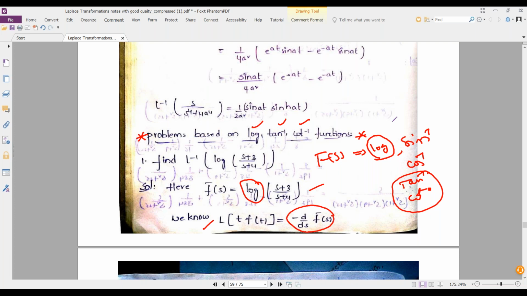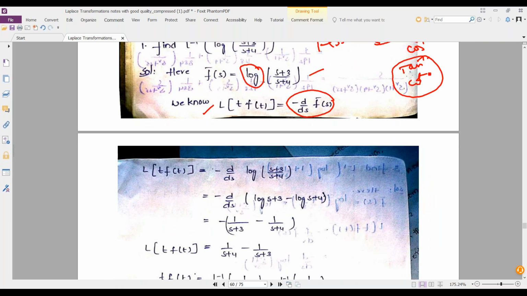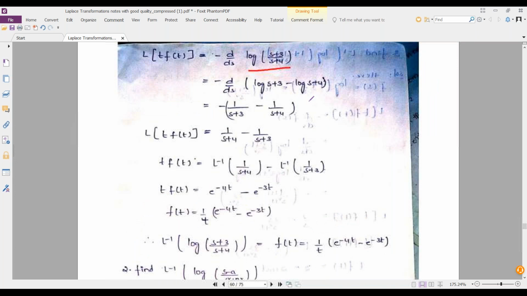So L of t times f of t equals minus d by ds of log (s plus 3) by (s plus 4). On simplification, it can be written as 1 by (s plus 3) minus... because log m minus log n. So log (s plus 3) gives 1 by (s plus 3), and log (s plus 4) gives 1 by (s plus 4). Then if I apply L inverse, t times f of t equals L inverse of 1 by (s plus 4) minus L inverse of 1 by (s plus 3). Then easily we can calculate it.